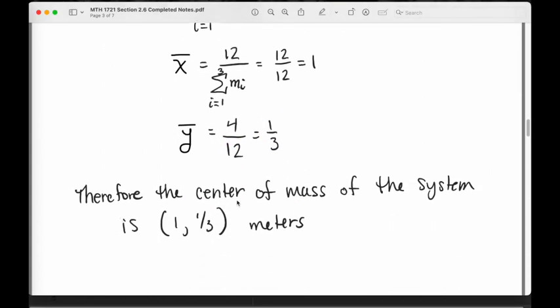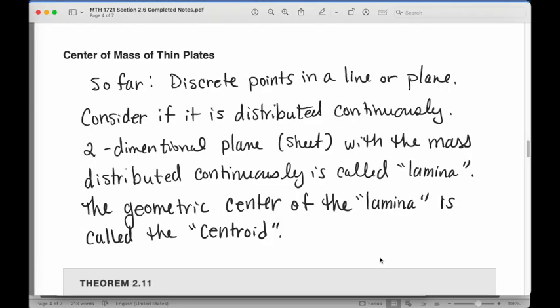So the center of mass for this system, where I would have my balancing point, would be 1, 1/3. And of course, we have our units here in meters. Okay, now in the next topic of this lesson, we're going to talk about center of mass of thin plates.